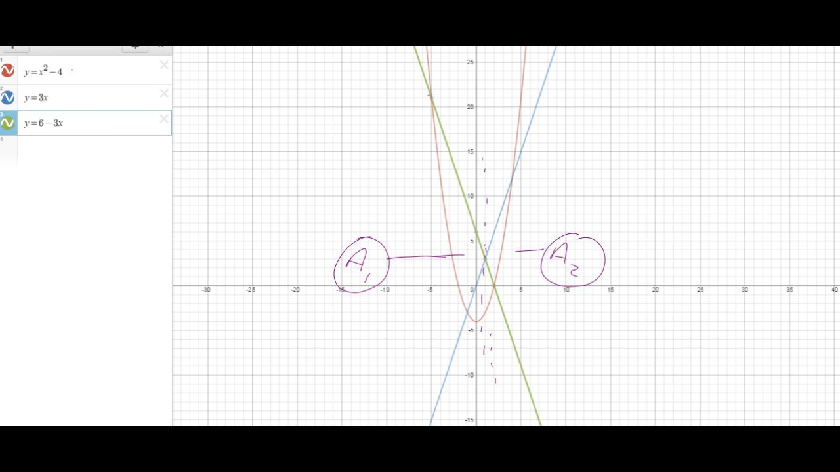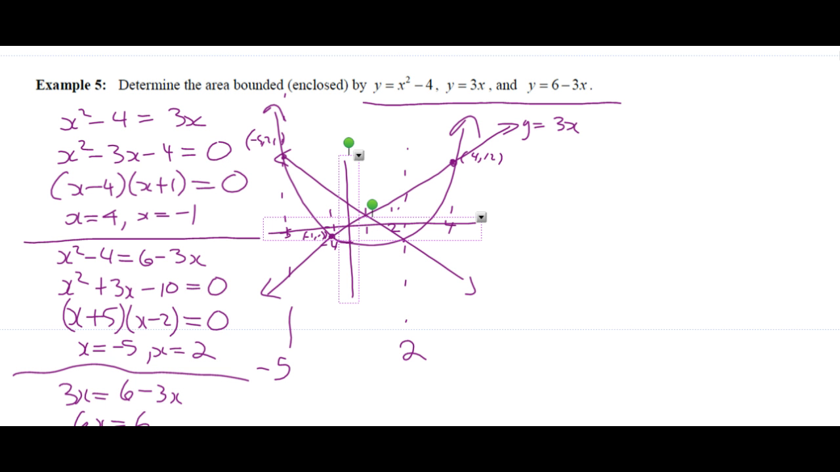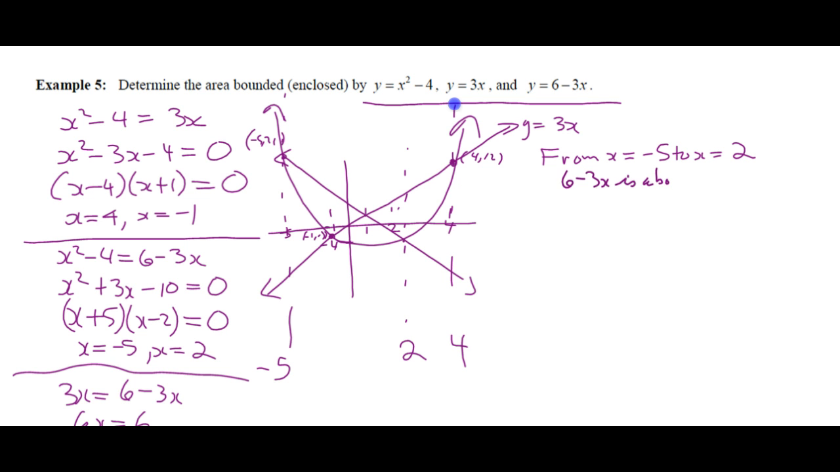Okay, so from negative 5 to positive 2, the green line, which is 6 minus 3x, is the upper function. And then from 2 to 4, 3x is the upper function. So from x equals negative 5 to x equals 2, what did we say the upper function was? It's going to be this guy, 6 minus 3x. 6 minus 3x is above x squared minus 4.